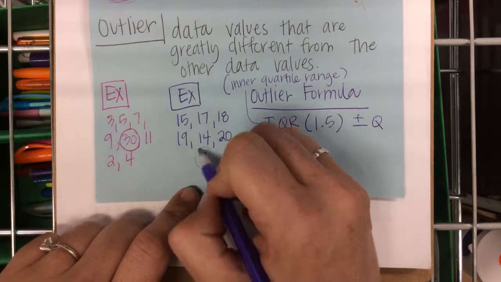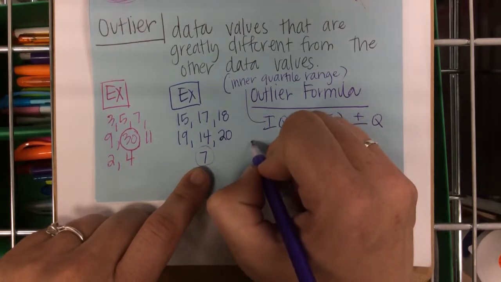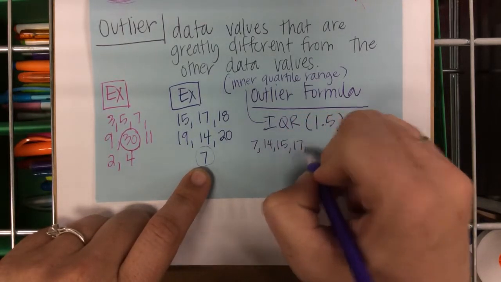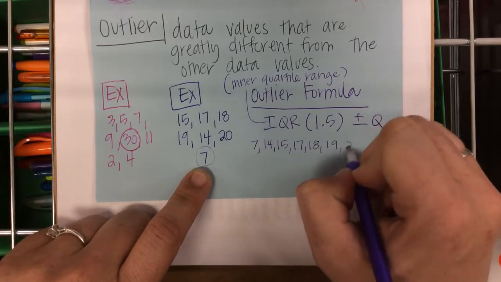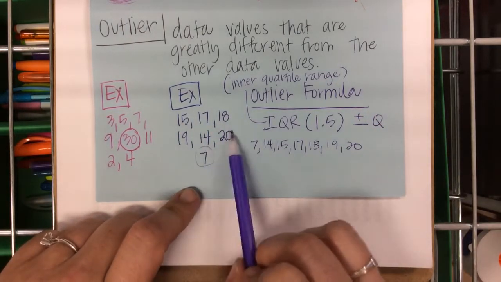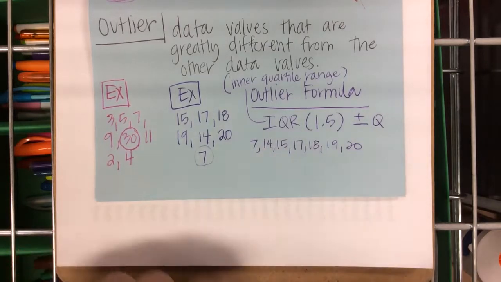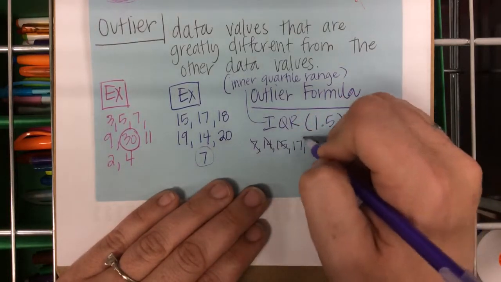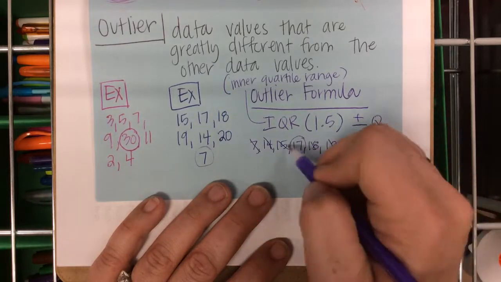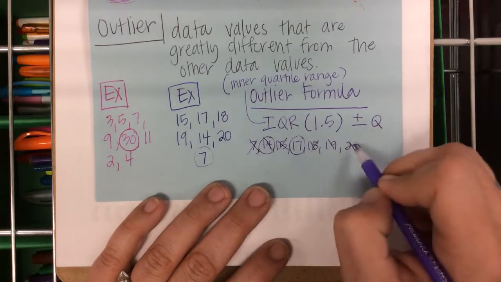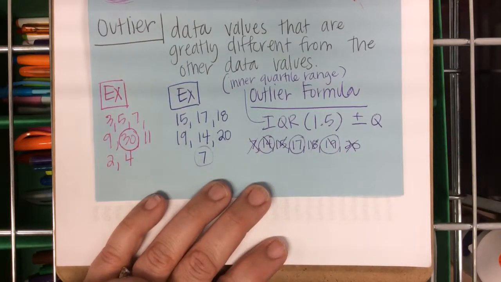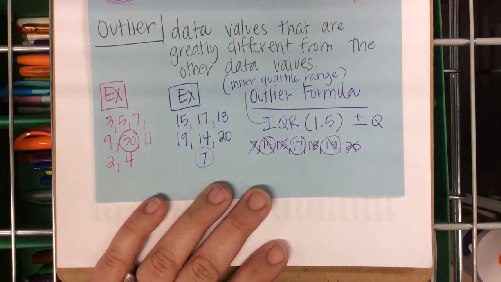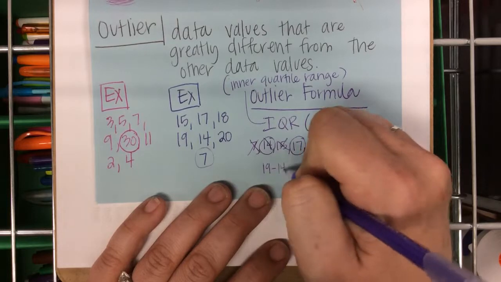So let's see, is 7 really our outlier? First I have to put them in order. 7, 14, 15, 17, 18, 19, 20. Did I get them? 1, 2, 3, 4, 5, 6, 7. Yes. Okay, so my median is 17. That means 14 is my lower quartile and 19 is my upper quartile. So what's my interquartile range? Zach? 5. I would do 19 minus 14 to get 5.